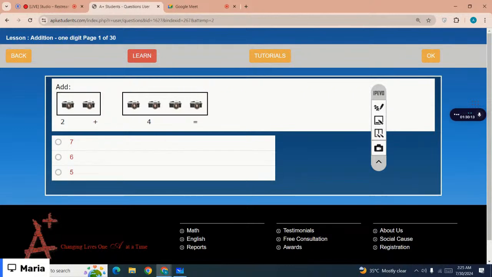The correct option is 6, right? You need to count them together. When you count them together, they make 6. The correct option is 6.